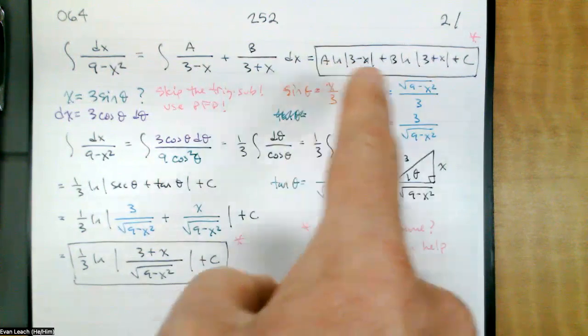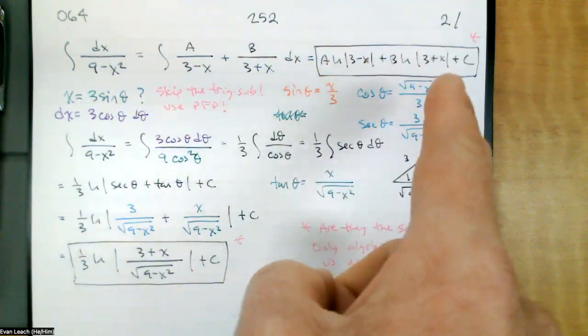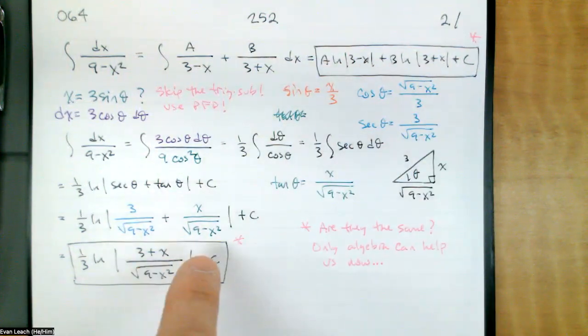This one, no, this one is minus. This one is plus, because I'm going to do natural log of 3 plus x minus the natural log of the square root of 9 minus x squared. I think that's the way it goes. That doesn't matter.